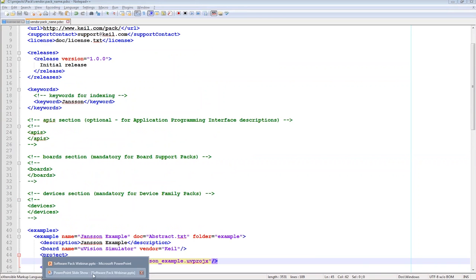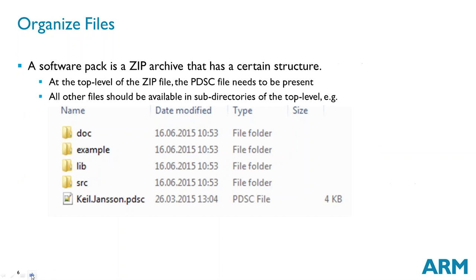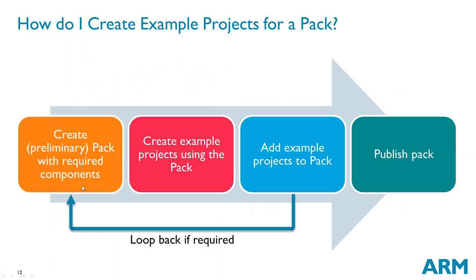Maybe one thing worth to mention. Let's go back to the slide deck. This one I showed you all live. So here's a hint, because I often get the questions, well, how do I create example projects for a pack? Because example projects adhere to the chicken and egg problem. As long as you don't have the pack, you cannot use the software components from the pack in the example project. And as long as you don't have the example project, the pack's not completely ready.